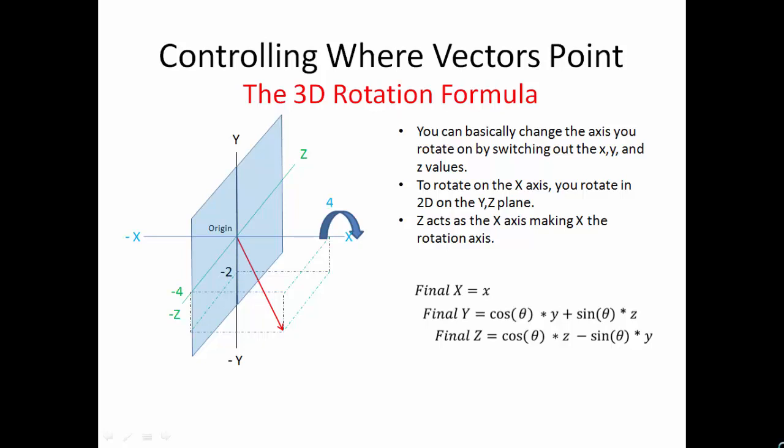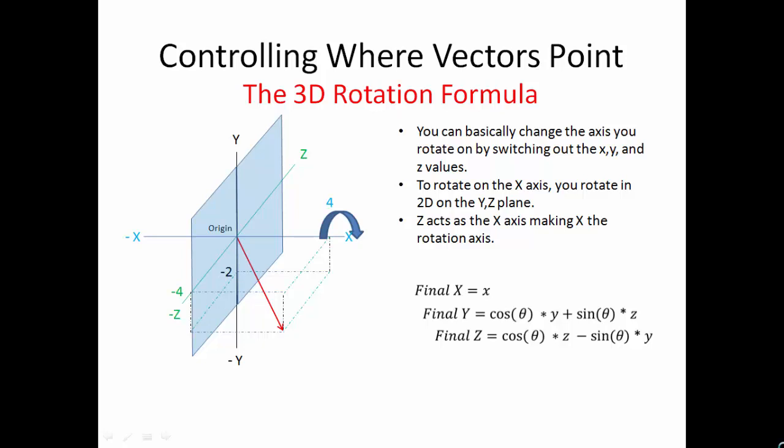Basically here, if we're going to rotate around the x-axis, the final x value will be the same as the original x value, and you switch out z every place that you had x before, in both the final y and the final z formulas. Now you're casting a shadow onto the zy plane and rotating around x, doing a 2D rotation in 3D space in order to figure out the final position for the rotated 3D vector.